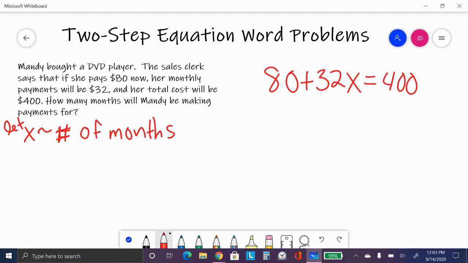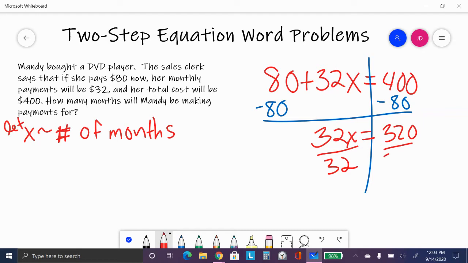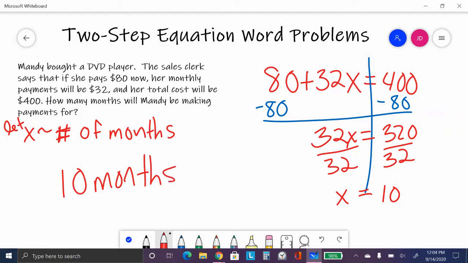Now in solving this equation, just like you would before, line up the equal sign, subtract 80 from both sides, and you get 32x is 320. Divide both sides by 32, and you get a nice whole number answer, 10. So it would take 10 months for Mandy to pay off that DVD player.